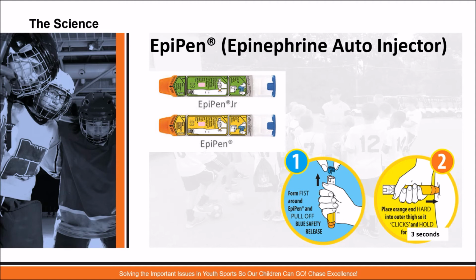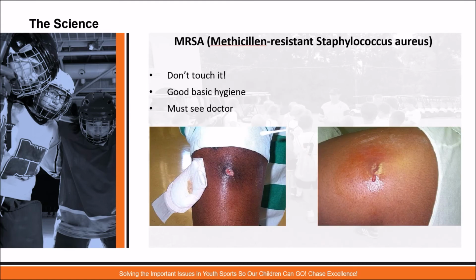Again, it's a very scary situation, and it's not something you want to be wondering what to do with when it happens. Stay with the athlete, call 911, get in touch with the parents, and you should have 2 EpiPens because the first dose may not work.